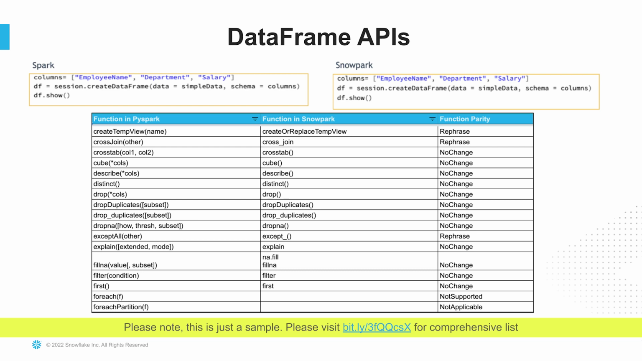The same goes for column functions. You see there are a lot of functions with no change because everything works as is. There are a few rephrases that are needed. A few functions are not currently supported, and please refer to this link for the updated version of the document, because every 2 weeks we have new releases where new functions are being added as well.